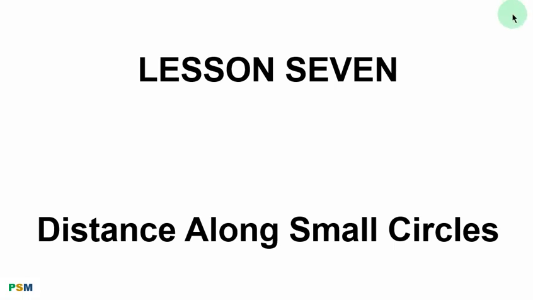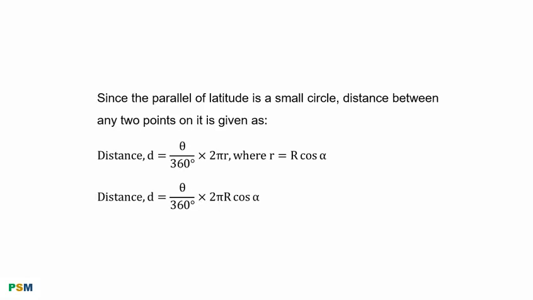Lesson 7. Distance along small circles. Since the parallel of latitude is a small circle, the distance between any 2 points on it is given as d equals theta over 360 degrees times 2 pi r, where r is the radius of the parallel of latitude, given as the product of the radius of the earth and cosine of the angle of latitude.